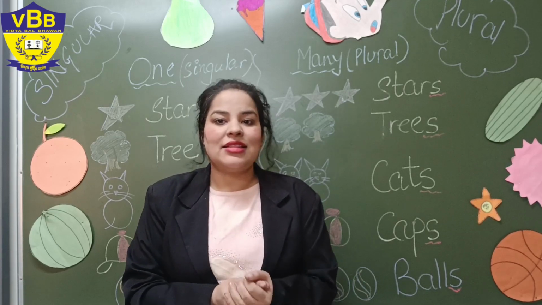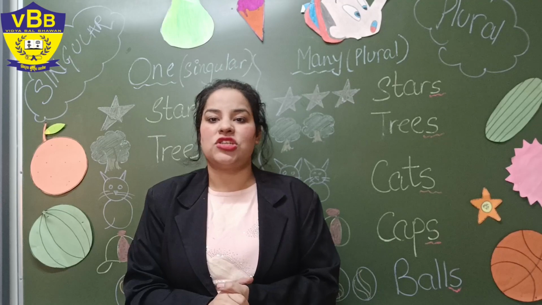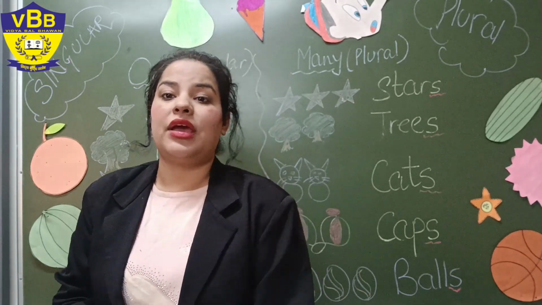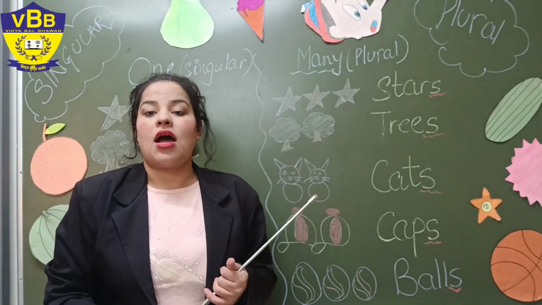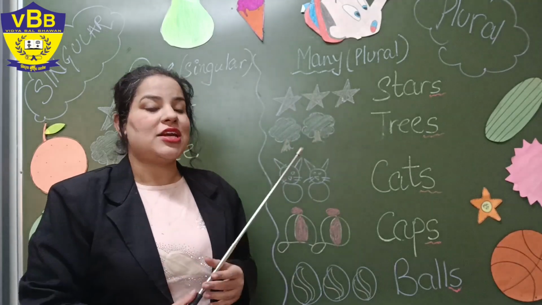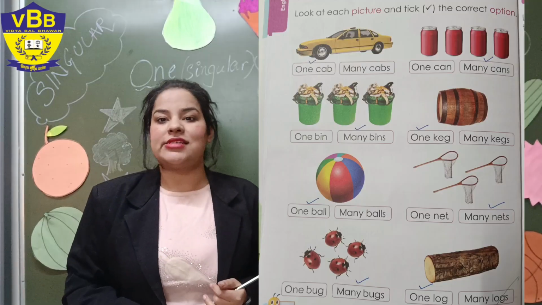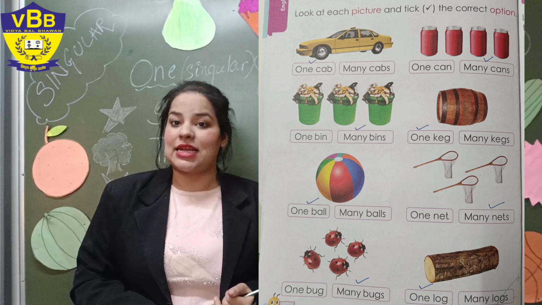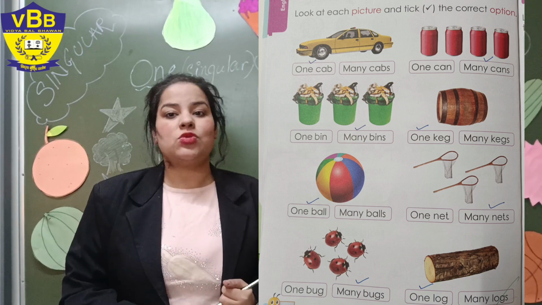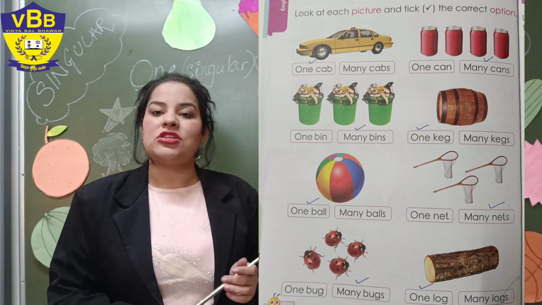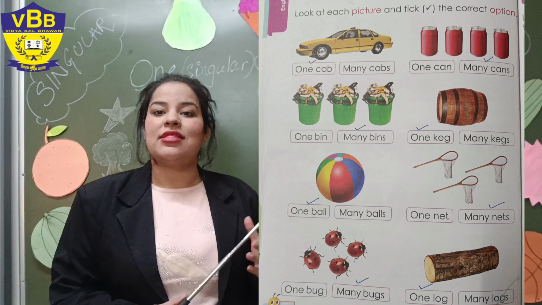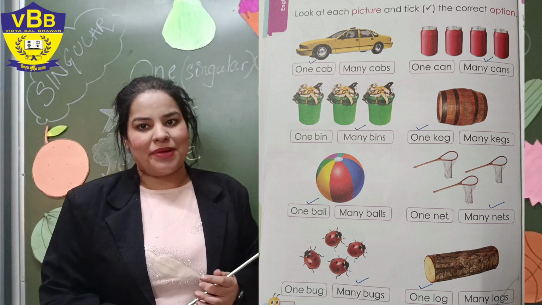Now let's do another exercise. Please open page number 6 of your book number 7. In this question, what we have to do is look at the picture and take the correct option. The first picture, which picture is this? This is a cab. And how many cabs are there? 1. We use one for one object. So take the first option, one cab. You already know the spelling of one.